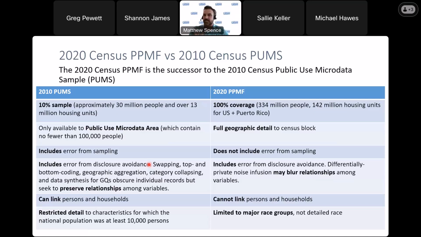And so it's difficult to say, how much error does one have versus the other? Because again, it really depends on what geography you're looking at, what variable you might be looking at. Age might be noisier in one file, but race might be noisier in a different file. But again, we have done our best to minimize the amount of error, to increase the amount of accuracy for the 2020 PPMF. And we believe that this is the best amount of error that still protects respondent confidentiality.